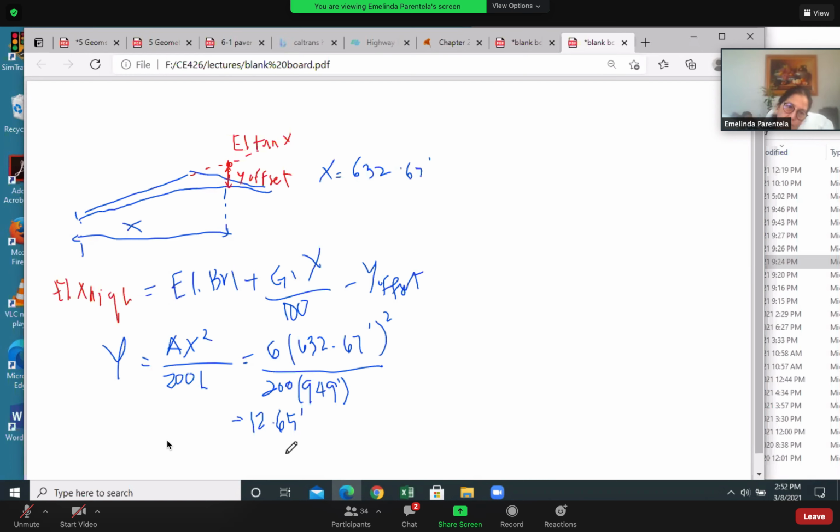12.65 feet, right? So now you can determine the elevation of the highest point, and that's equal to the elevation of your x high, which is equal to the elevation of your beginning of the vertical curve, which is, how much is that?